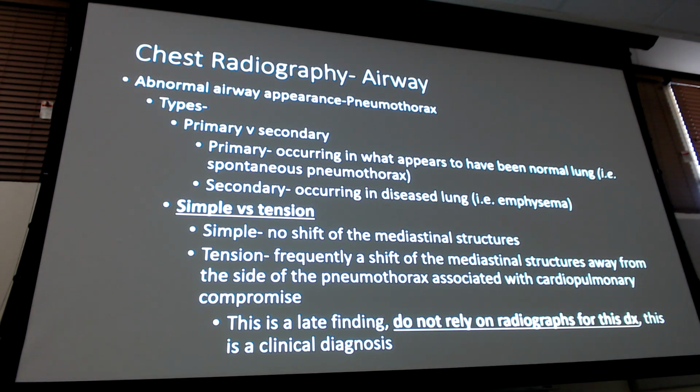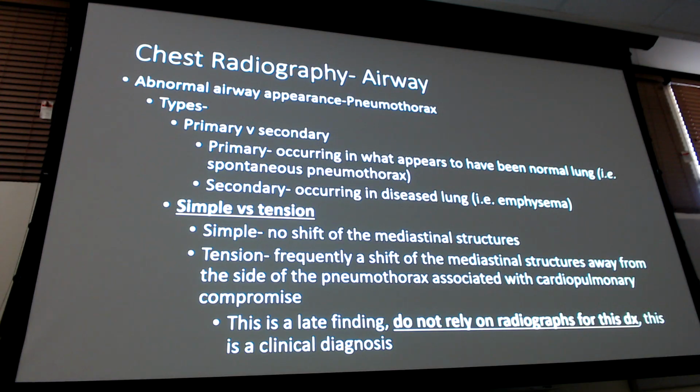So your couple of types is primary and secondary, okay? Secondary is when it comes from a disease process like emphysema or asthma or something along those lines. Primary is going to be spontaneous, but the biggest thing is simple versus tension. This is what I really need you to know. I'm not so much concerned about primary versus secondary. You need to know how to see pneumothoraces, you need to know how to diagnose pneumothoraces, but you need to know simple versus tension. So on X-ray, a simple pneumothorax is where I see a pneumothorax and there's no shift of the mediastinal structures.